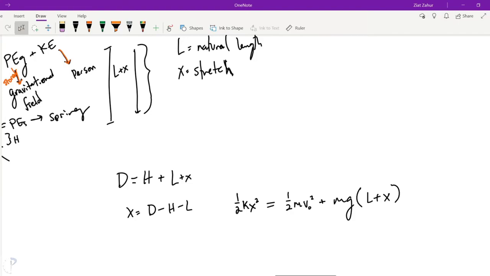Plug and check. I'm not going to do this. You guys can do it. Here's X, and then plug and chug. Make sure you distribute and combine like terms, etc. So you can have a term without x. Make sure you combine it to this.